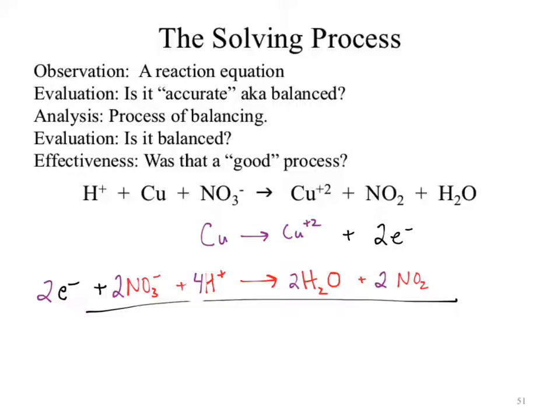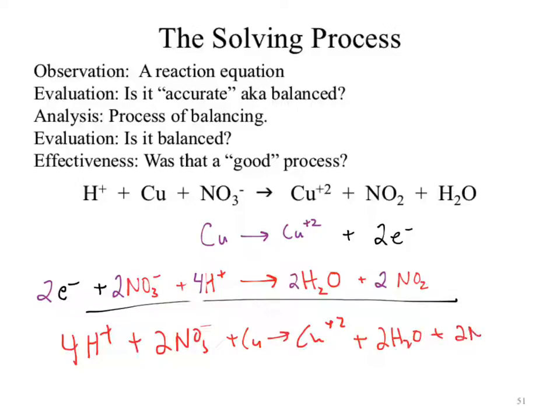Now when I add it up, I should end up with the 4H plus 2 NO3 minus plus our copper goes to our copper plus 2 plus our 2 H2O plus 2 NO2. But when I add this down, don't I see copper first? Why did I not write copper first?